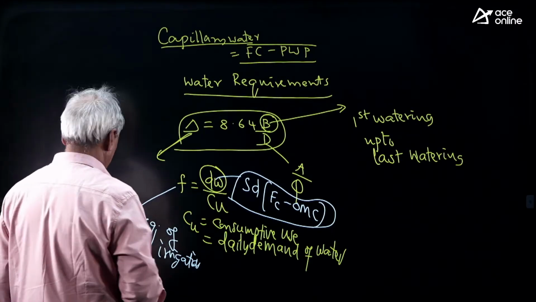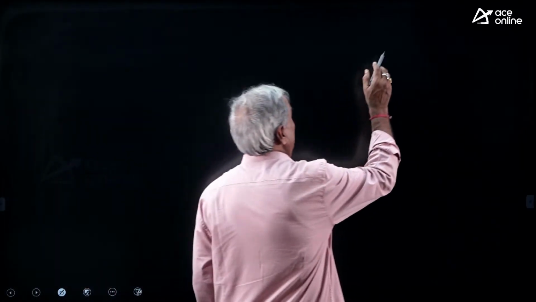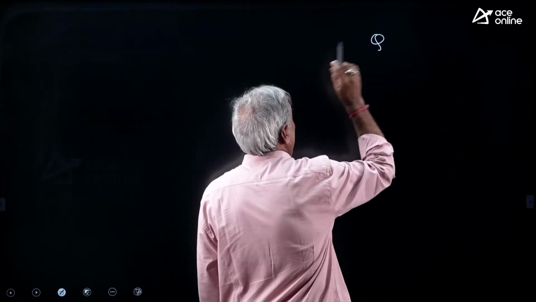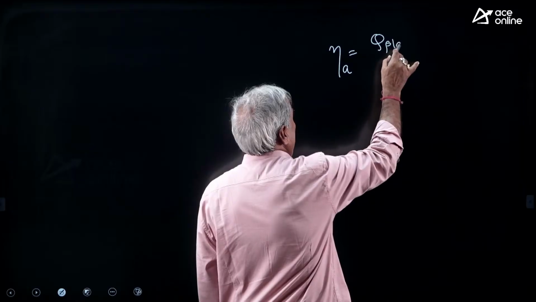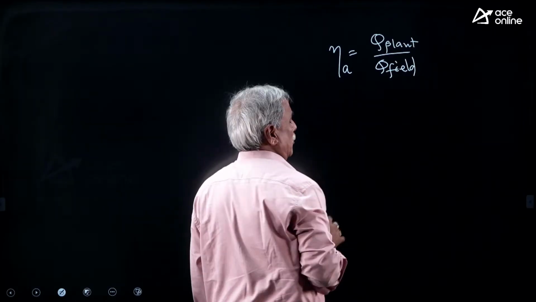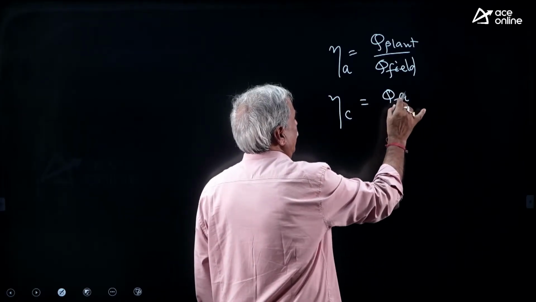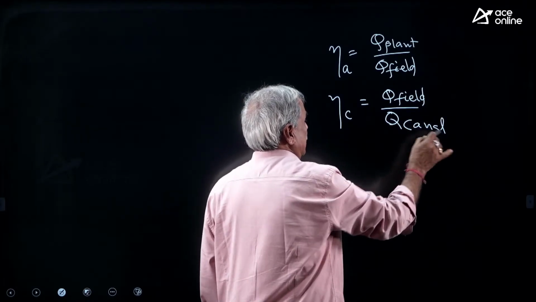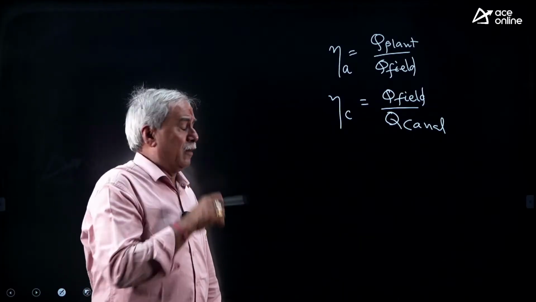Then if you observe, the next area very commonly asked is, they may ask regarding the quality of irrigation, water application efficiency. Water application efficiency is equal to Q plant divided by Q field. How much water is delivered to the plant, how much water is supplied to the field. Water conveyance efficiency, Q field by Q canal. How much water is taken from the reservoir, that is Q canal. How much water is given to the field, that is after the canal losses.